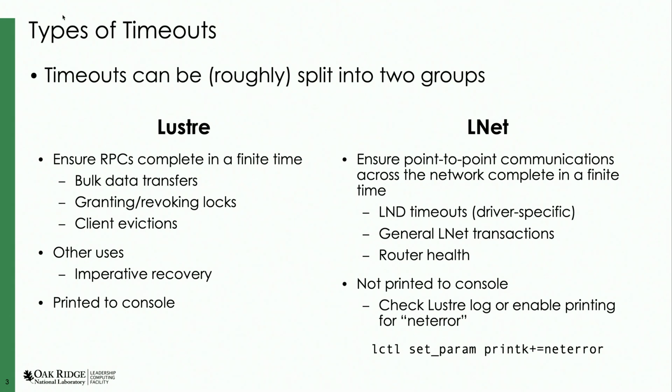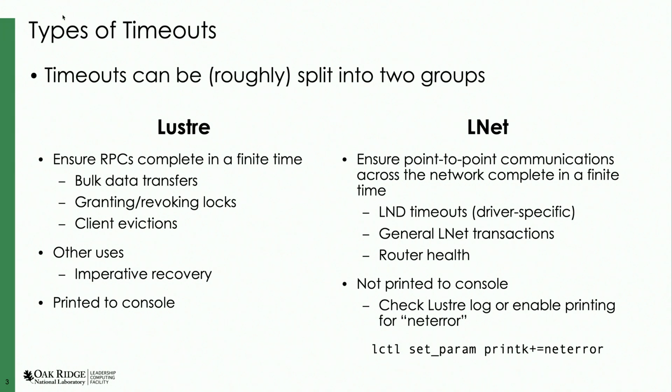So timeouts can be roughly divided into two groups. You have what I call Lustre timeouts and the LNet layer timeouts. Timeouts at the Lustre level are primarily focused on ensuring that RPCs complete in a finite amount of time. These include things like bulk data transfers, granting and revoking locks. These timeouts are responsible for things like client evictions. They also occur in other places like imperative recovery. These are the kind of timeouts you'll often see printed to the console.